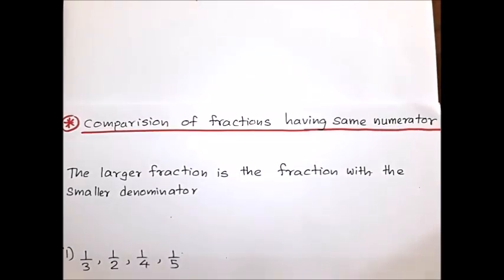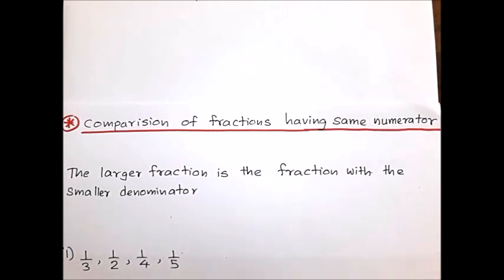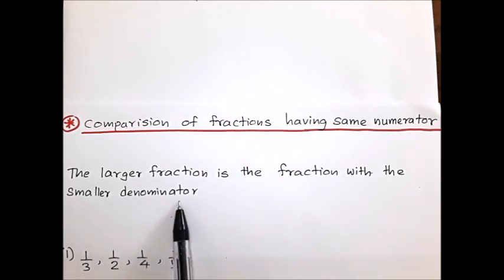Earlier we compared fractions having the same denominator. Now we are going to compare fractions having the same numerator. Look at this example. Numerator is 1 but different denominators. This instruction says the larger fraction is the fraction with the smaller denominator. Here, different denominators. This one has the smallest denominator. So this fraction, half, is the largest fraction.